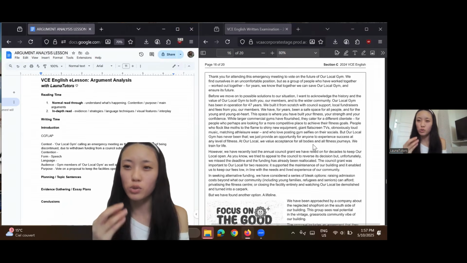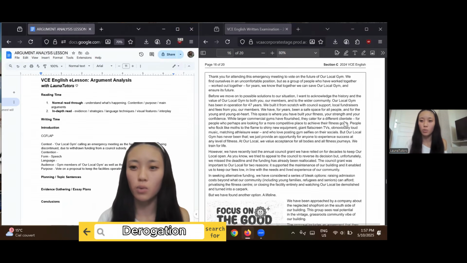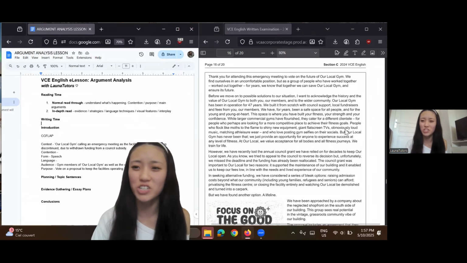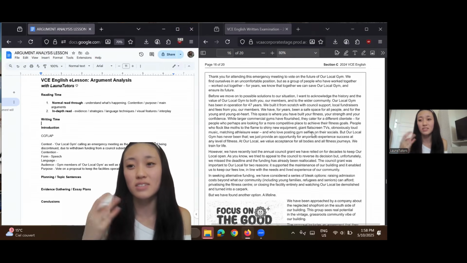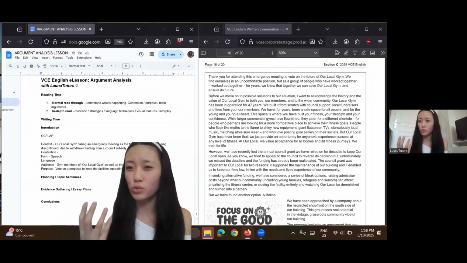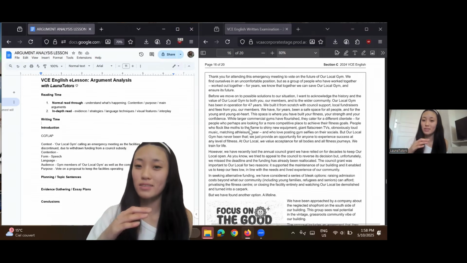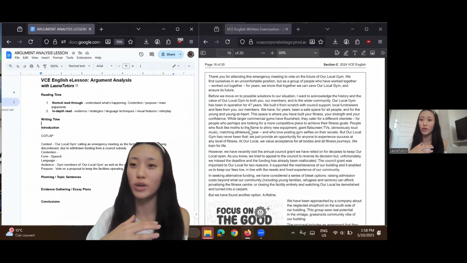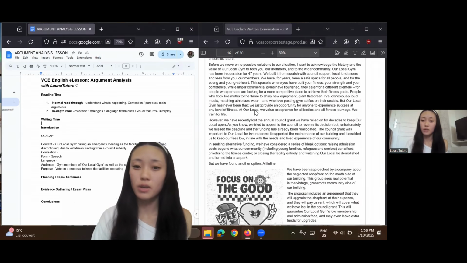They also use a little bit of derogation when referencing their opposition. So talking about them being obnoxiously loud, matching athleisure wear and posting gym selfies. This kind of implies that they're superficial, and doing it for superficial reasons. Whereas Gestalt is framing themselves as a bit more down to earth and real. So that's what's happening here.